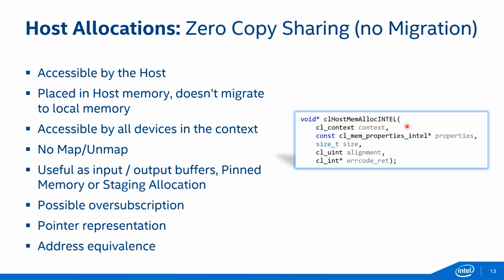There is no device placement in the API because those kinds of allocations are available for all devices that reside in the context. You can also oversubscribe this memory, because usually systems will have more system memory than device memory, so you can allocate much more memory than the device has. It's also represented as a pointer, and there is an address equivalence. So the address returned by this allocation will match the address that the GPU will see. So you may propagate linked lists and all the SVM tricks that are available with pointer arithmetic.